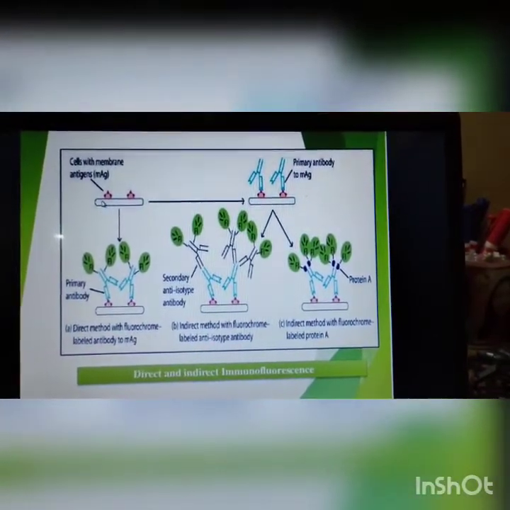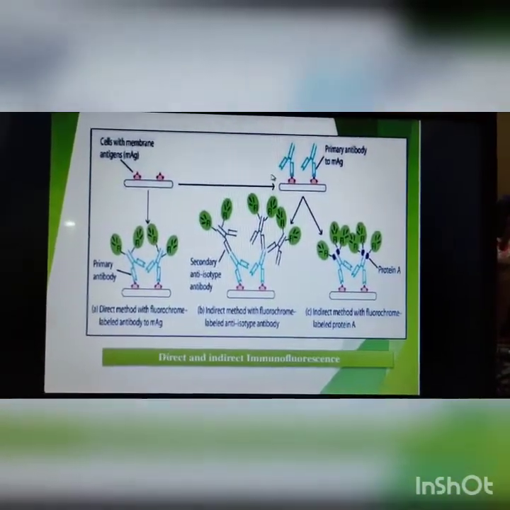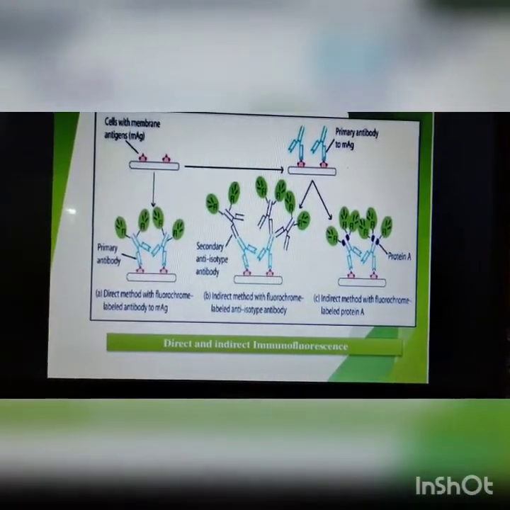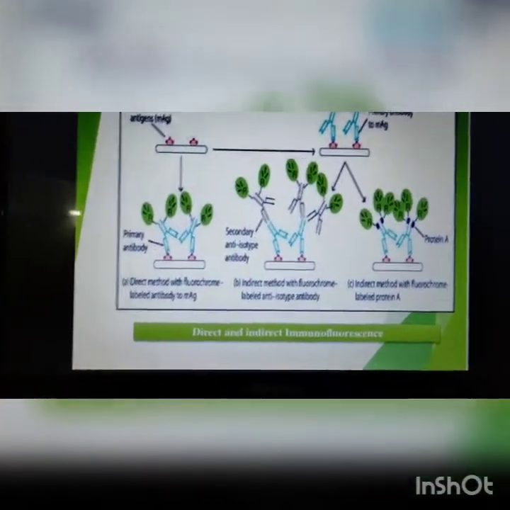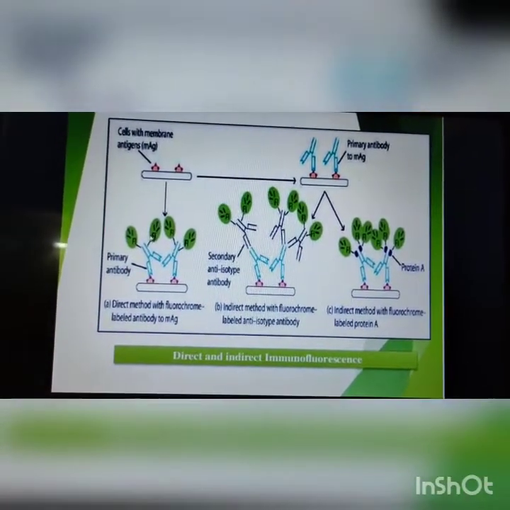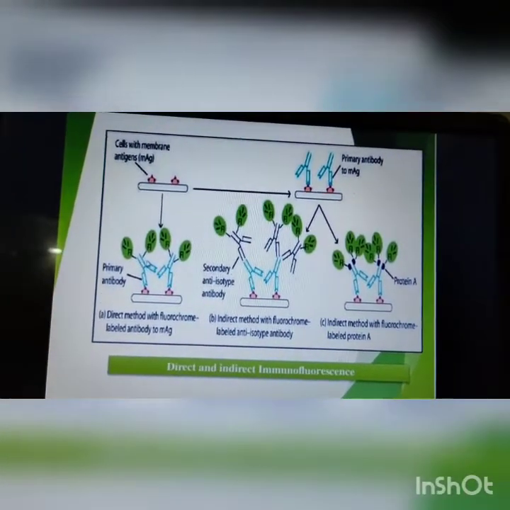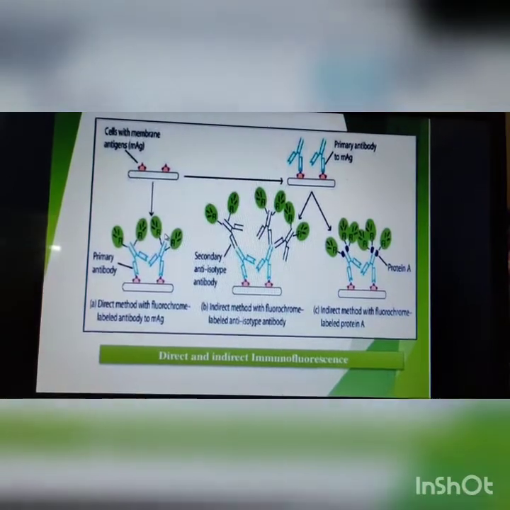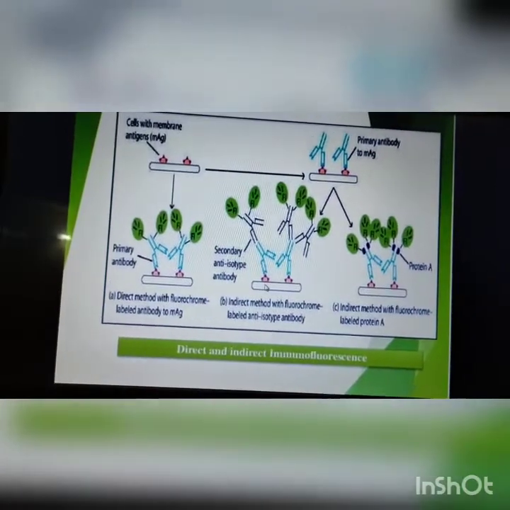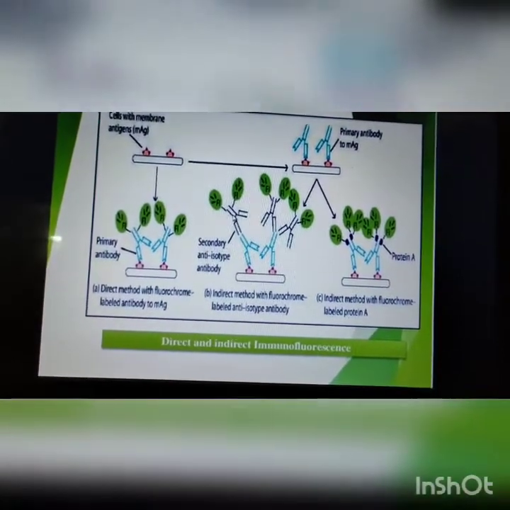Now let's see a diagram. First of all, this is the cell with the membrane-bound antigen, and then the primary antibody will be added. This is the basic reaction. Now first, the direct method of immunofluorescence. This is antigen with primary labeled antibody. When the specific antibody binds to the specific antigen, there is fluorescence of light, meaning it is the direct method with the fluorochrome.